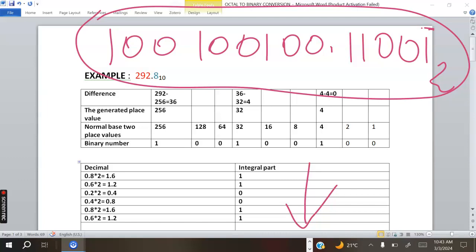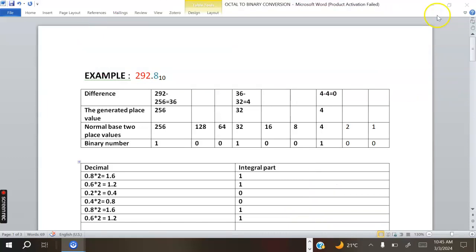The answer will be 100100100.11001 base 2. And the last one is repeating itself. Okay, that is the correct working for the guys who reached out to me in my comment section.